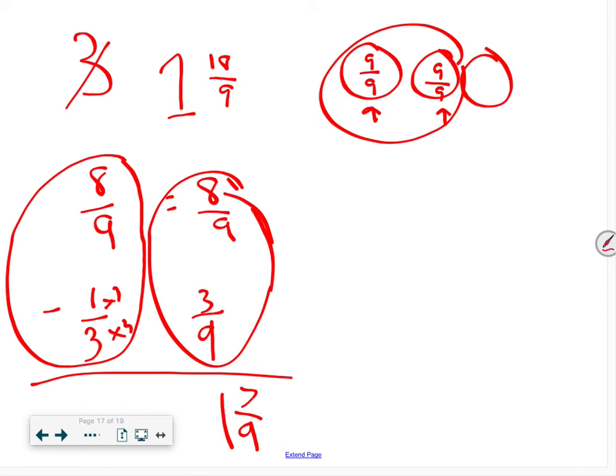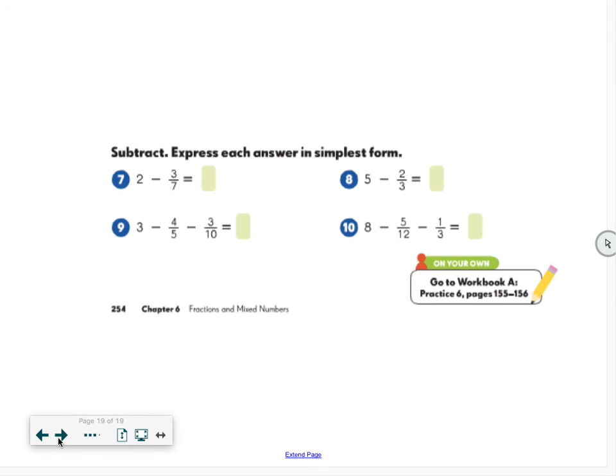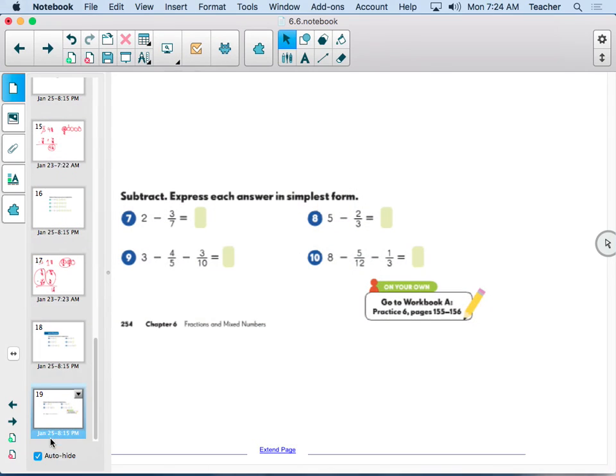Okay? I'm going to leave you, if you want to practice, with a couple problems. You can try, maybe try subtraction, because they're a little bit trickier. And if you need any help, come in and ask, but hopefully this has helped you understand how to add and subtract and then change from an improper to a mixed.